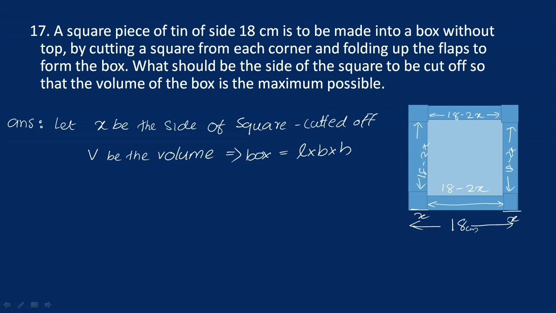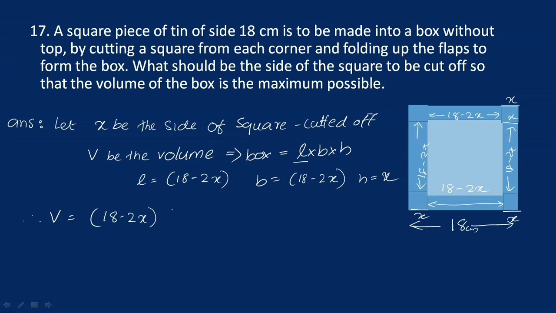So what will be the height then? That will be x, that means the piece cut off, that is x. So length is equal to 18 minus 2x, breadth is also 18 minus 2x, and height is x. So what is the volume? That is (18 minus 2x) into (18 minus 2x) into x.